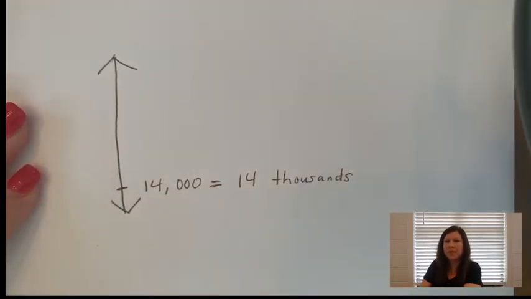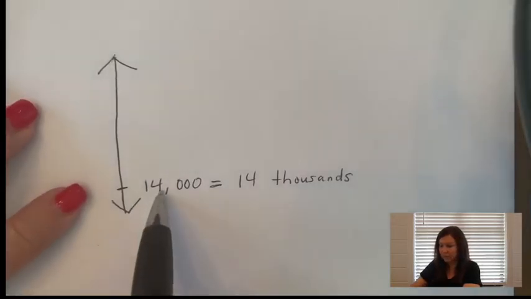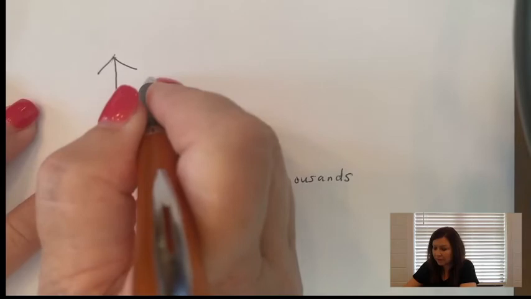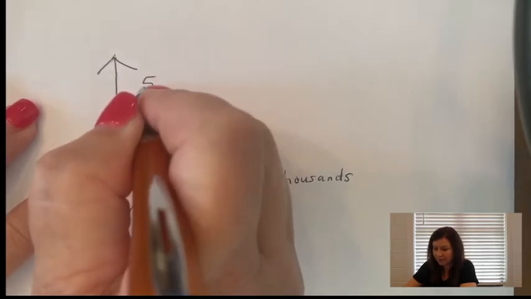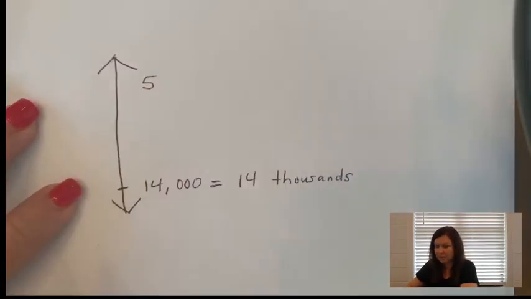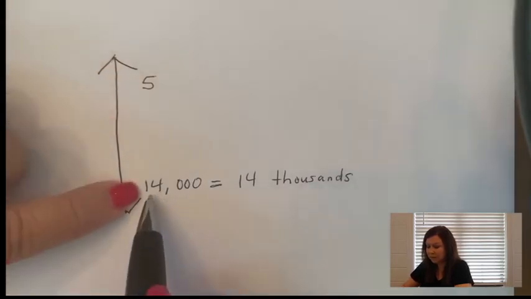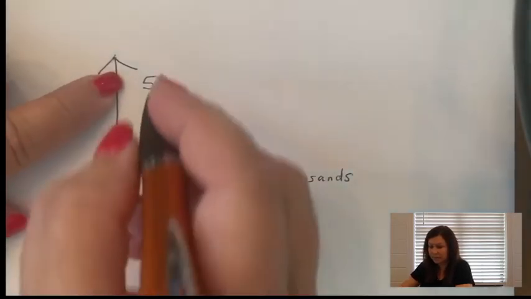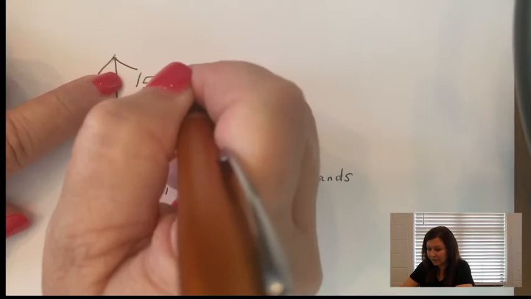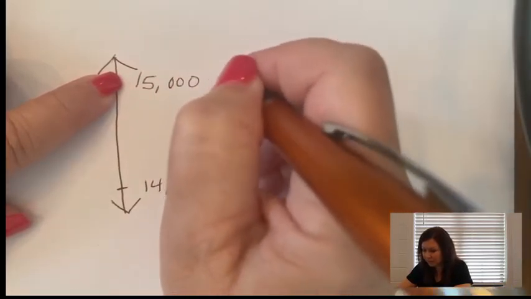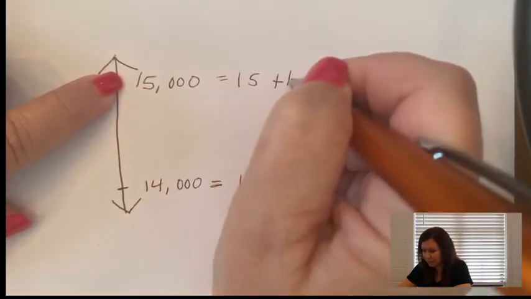What would be 1,000 more? So if I had 4 thousands to begin with, 1,000 more would be 5,000. So we would write this because it's actually 15,000. So we would write this as 15,000.